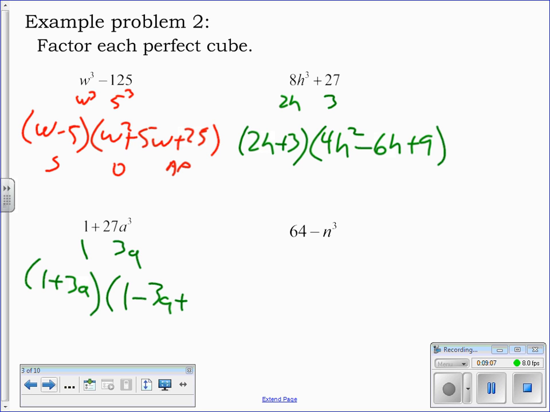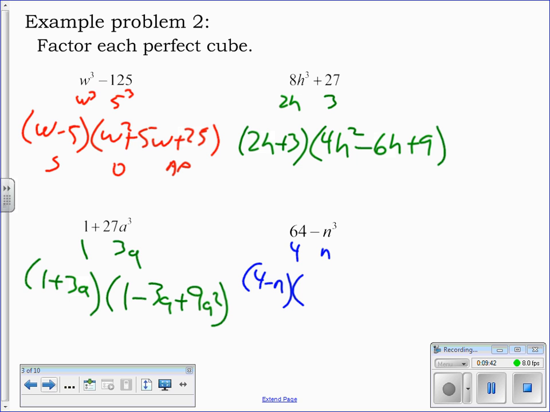And I take 3a and I square it. I square 3a, I get 9a squared. That's my other factor. Okay, last one. First thing I'm cubing to get 64, I'm cubing 4. And to get n cubed, that's easy, that's n. So my first factor is 4 minus n.